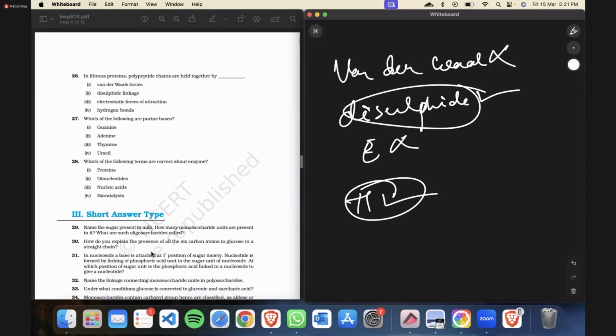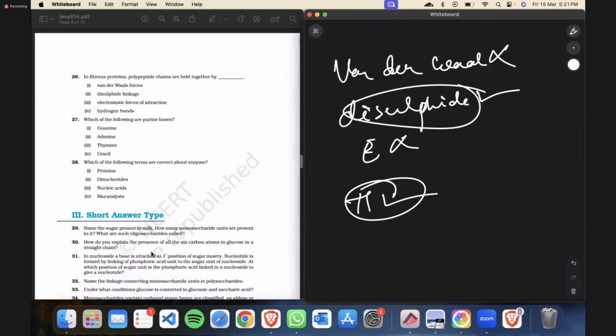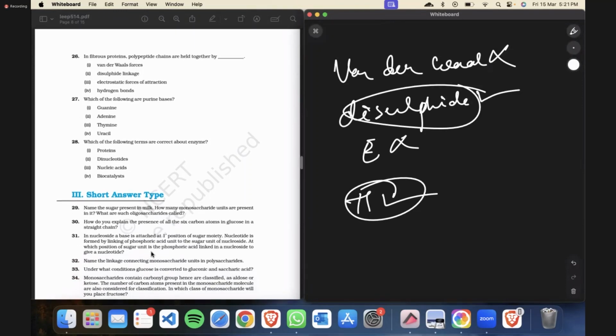Which of the following are purine bases? Guanine is a purine base and adenine is a purine base. Thymine and uracil are not purine bases. All right. So question number 28.